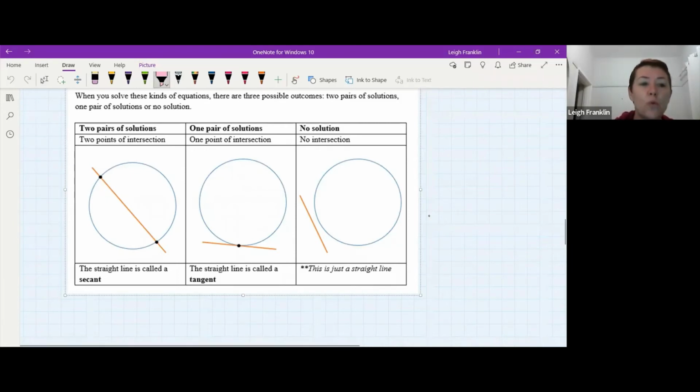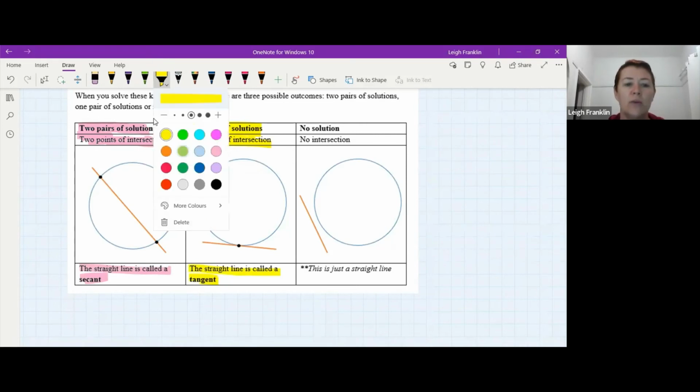If there are 2 pairs of solutions, there are 2 points of intersection, and the straight line is called a secant. Or the second outcome is that there is 1 pair of solutions, which means there is 1 point of intersection, in which case the straight line is a tangent to the circle. It only touches it in 1 place.